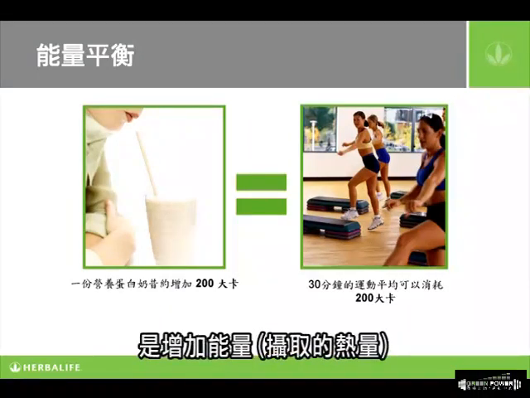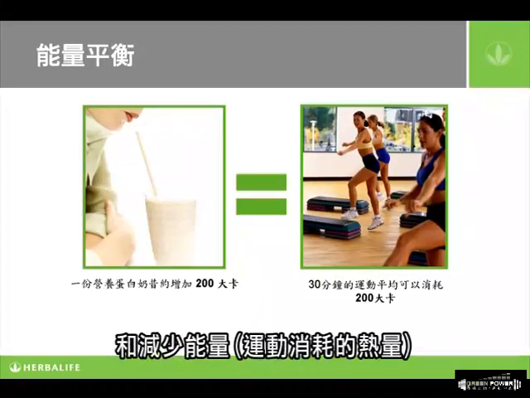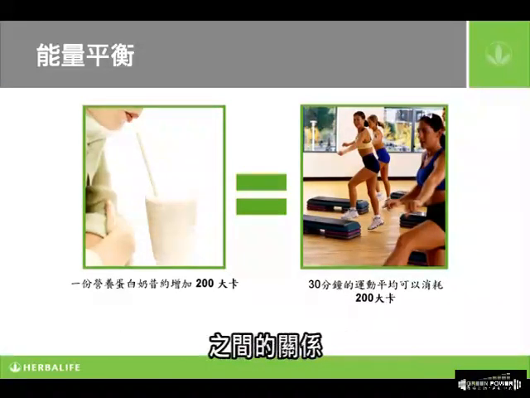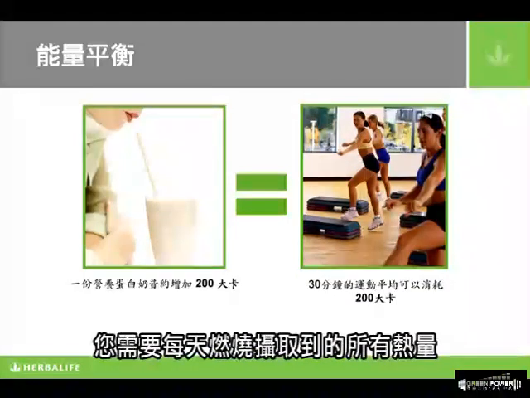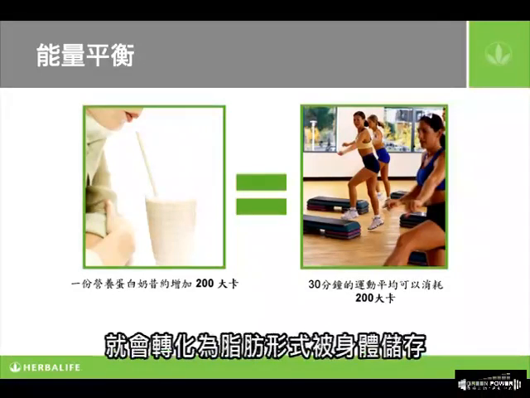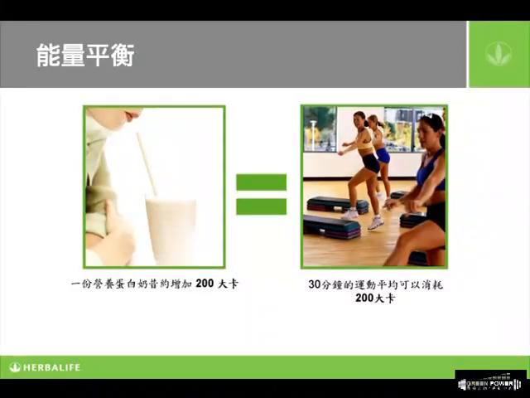Energy balance is the relationship between the energy in, the calories you consume, and the energy out, the calories you burn by physical activity. To keep your energy balanced, you need to burn all the calories you eat every day. The calories not burned are stored as fat.